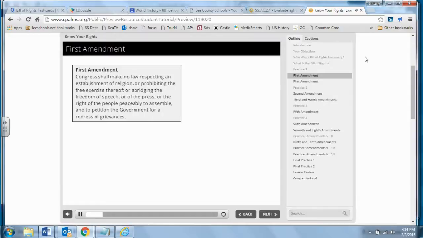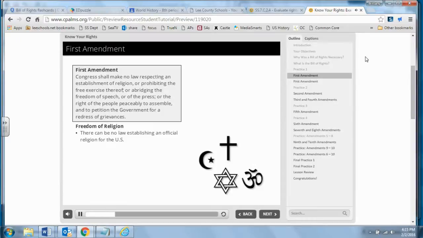There's a lot going on in this single sentence. In fact, this one amendment actually guarantees 5 different freedoms of expression. First, it guarantees freedom of religion. There can be no law establishing an official religion for the United States. The U.S. isn't officially a Christian nation, or a Jewish nation, or a Muslim nation, or a Hindu nation, or a Buddhist nation, or anything else.